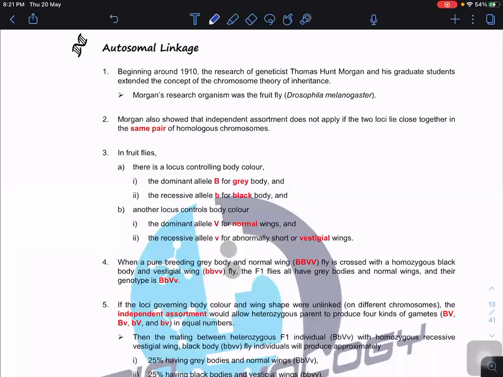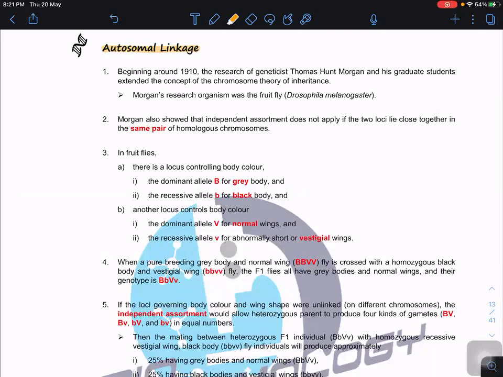Okay, so now what is autosomal linkage? The idea of autosomal linkage here means that these two genes are linked on the autosome, which means the chromosome that has nothing to do with the sexual characteristic.